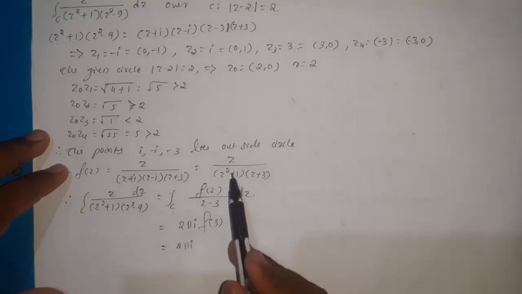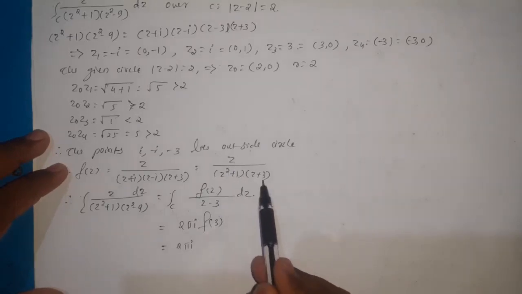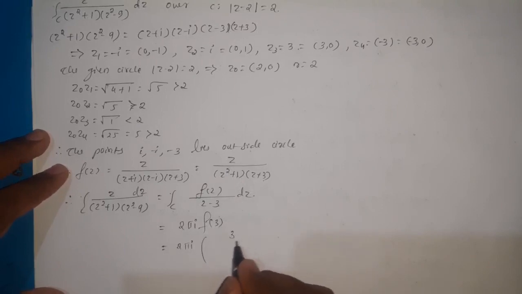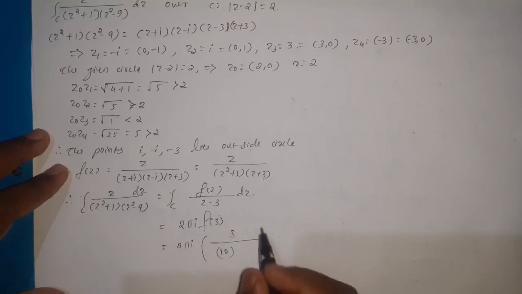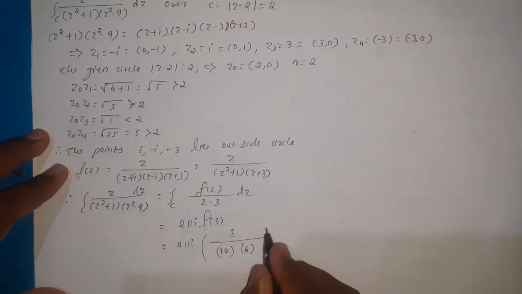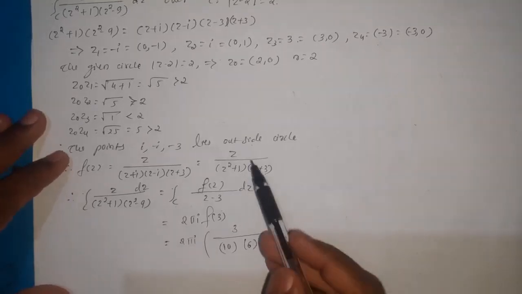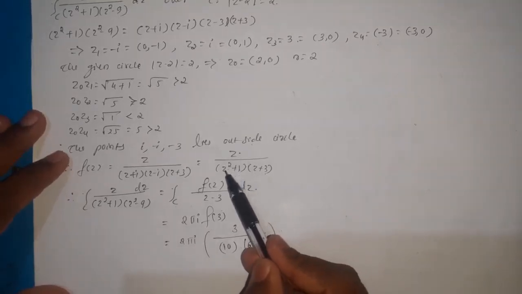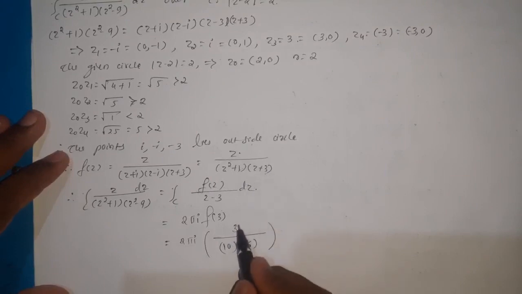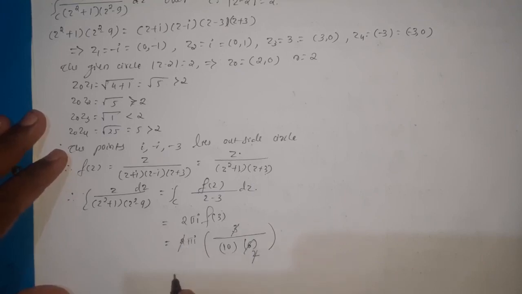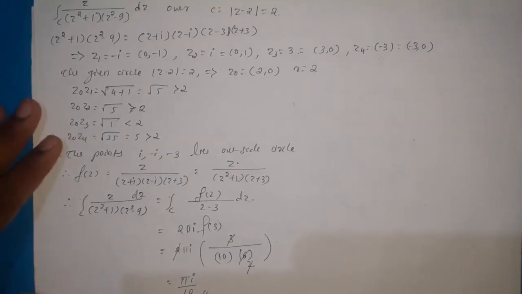f of z, we know that z by (z square plus 1) into (z plus 3). So therefore 3 divided by 3 square plus 1, that becomes 10, and z plus 3 becomes 6, right? Here z equals 3, then 3 square plus 1, 9 plus 1 becomes 10, then 3 plus 3 becomes 6. Now 3 ones are 3, 3 twos are 6, again 2 and 2 get cancelled. It is pi i divided by 10, which is the required value of the integral.